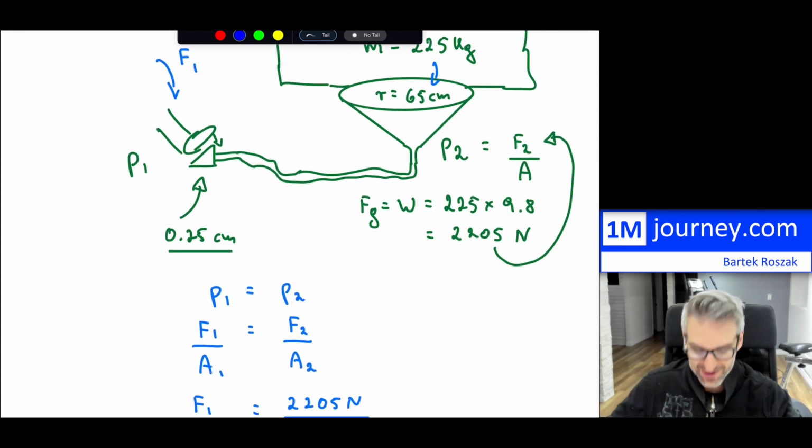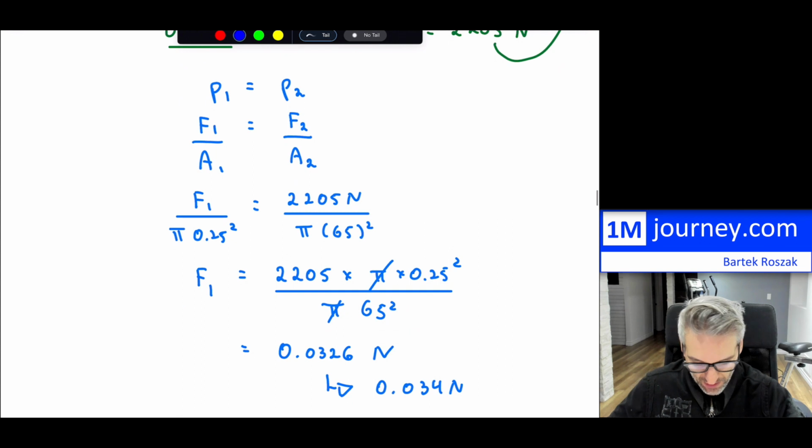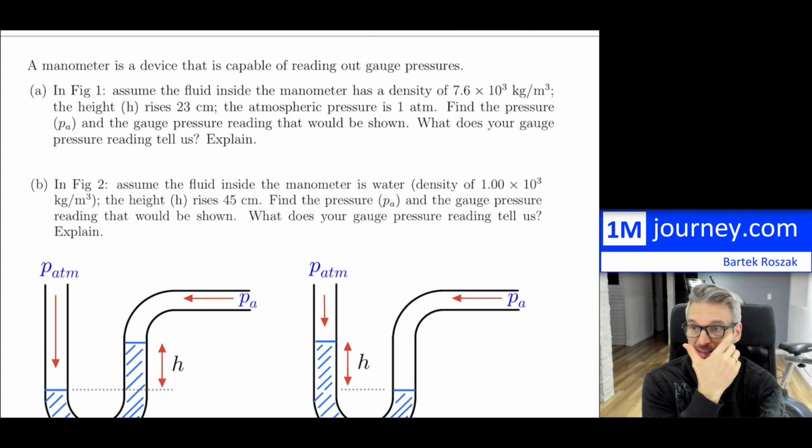All right, so that is it for this one. So there you have the tiny force. Here's the last example of this video. There are 2 components in here, and it's an awesome example. It has to do with a manometer.